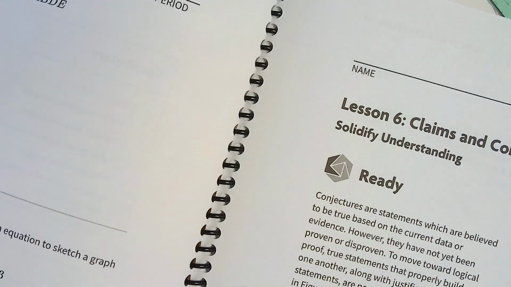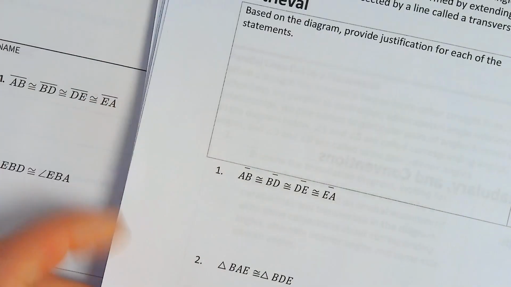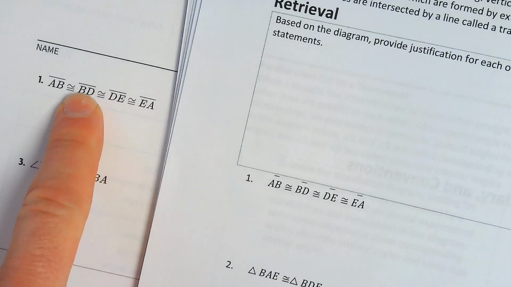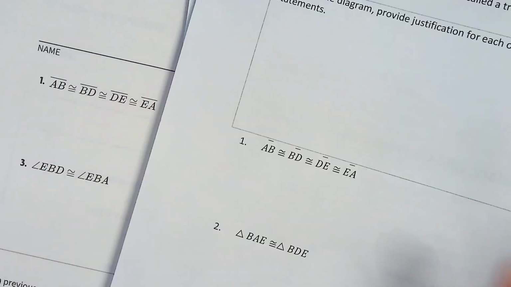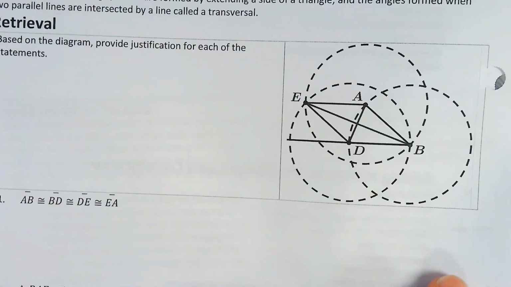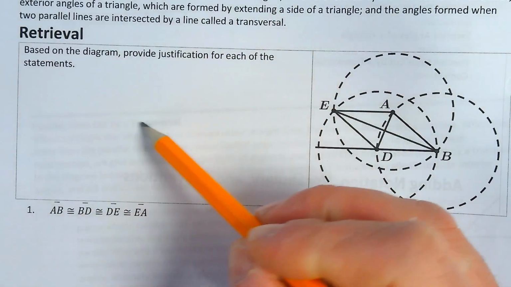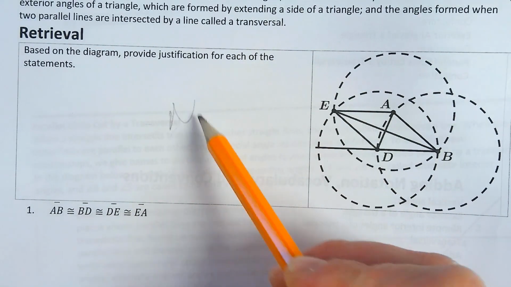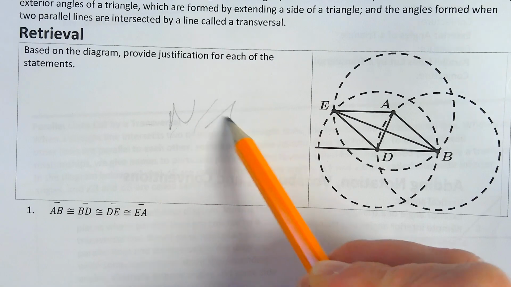Segment AB is congruent to segment BD. Congruent to DE, congruent to A. So, that. This box is irrelevant. Not applicable.